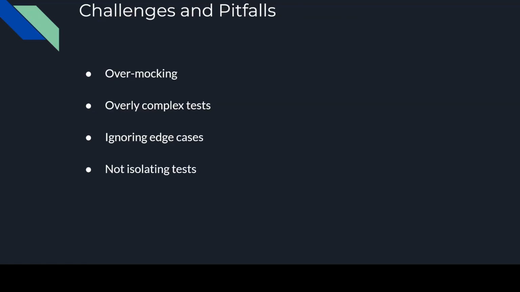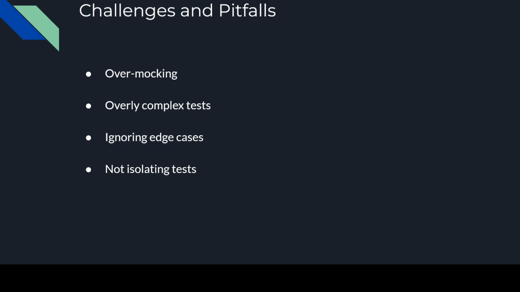Challenges and pitfalls. While unit testing is a powerful tool, it's easy to fall into a few common traps that reduce its effectiveness. One of them is overmocking. While mocking is useful, using too many mocks can lead to fragile tests that are tightly coupled with implementation details. A good rule is to only mock when you absolutely need to isolate.